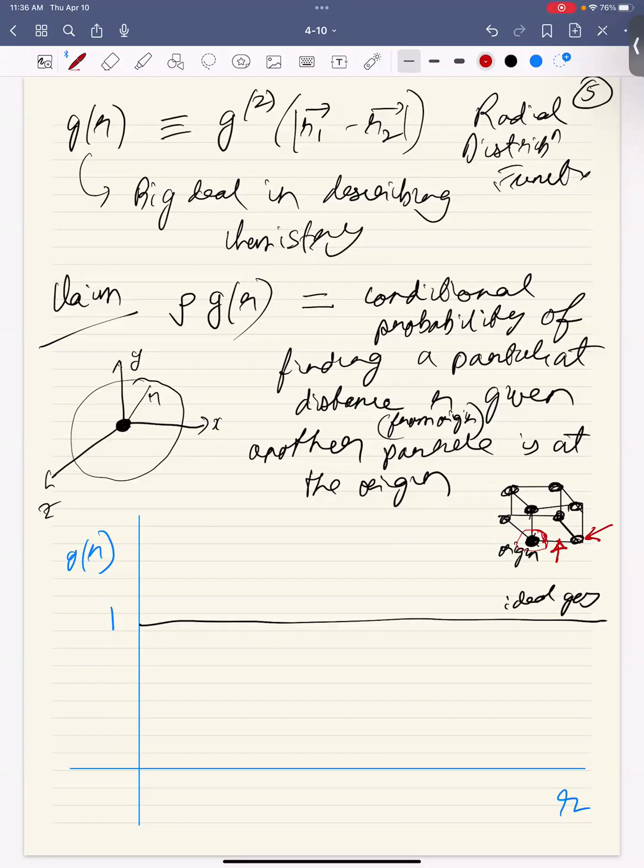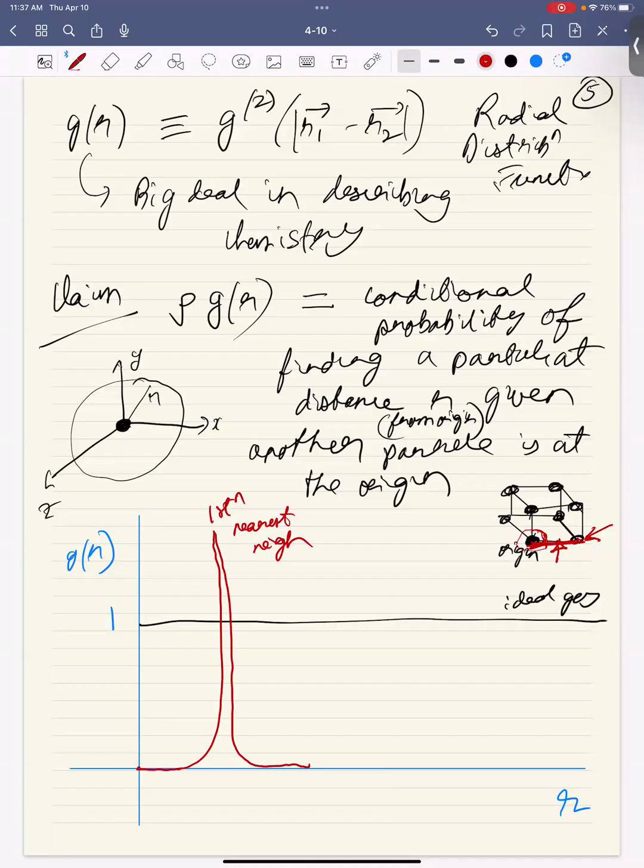That probability is going to be zero. So if I plot this for a crystal, this is going to be zero for a certain while until you get to the first nearest neighbor. And then it just picks up. So you're going to have a peak, which will look something like this at the first nearest neighbor. And then it will again go down. So this peak corresponds to the first nearest neighbor. In this case, this is the first nearest neighbor, right along the edge.